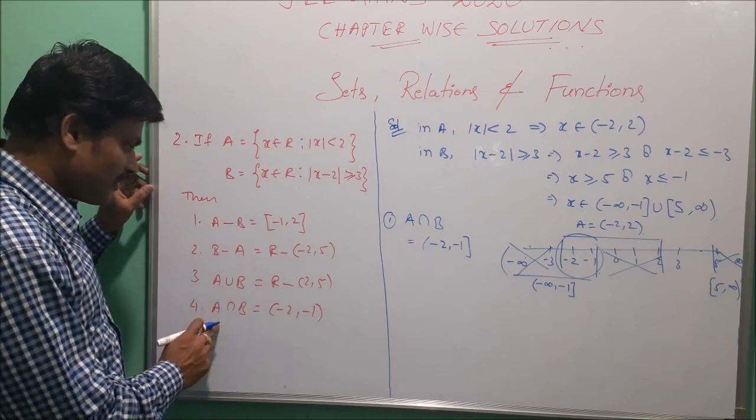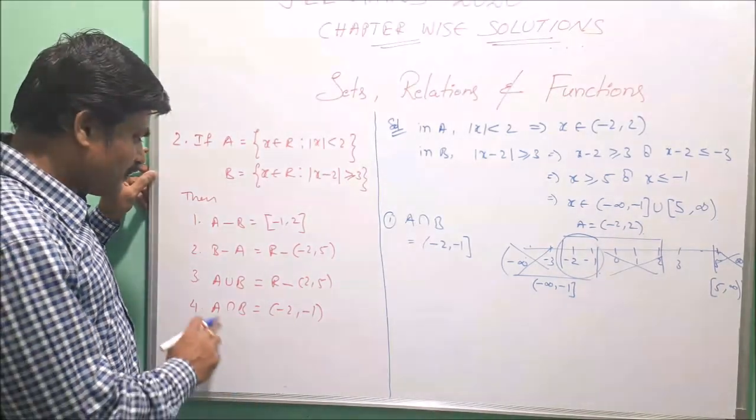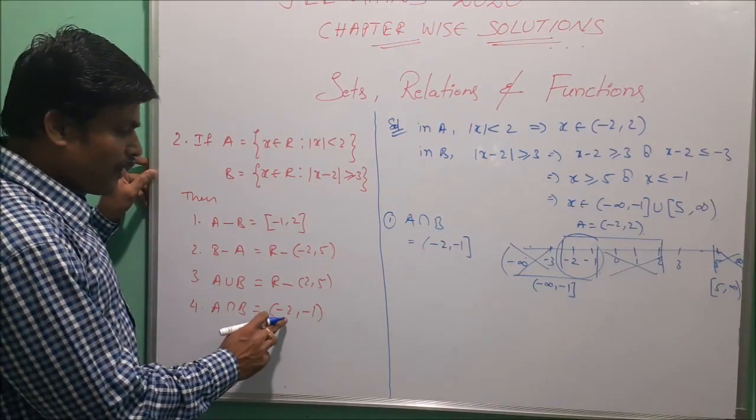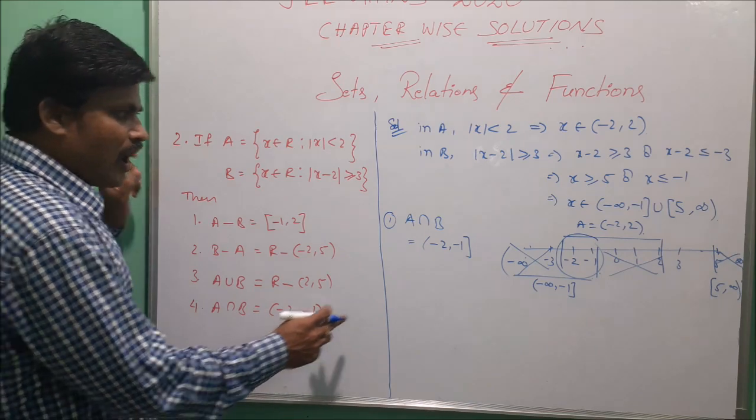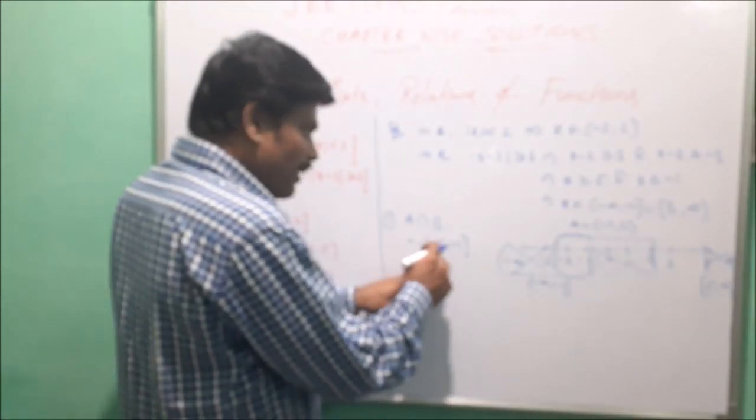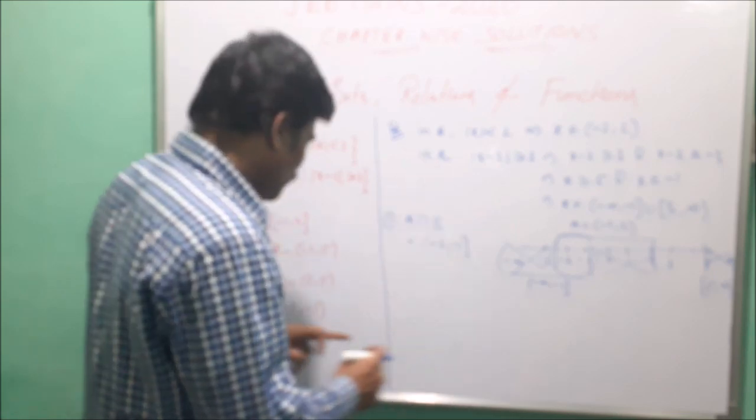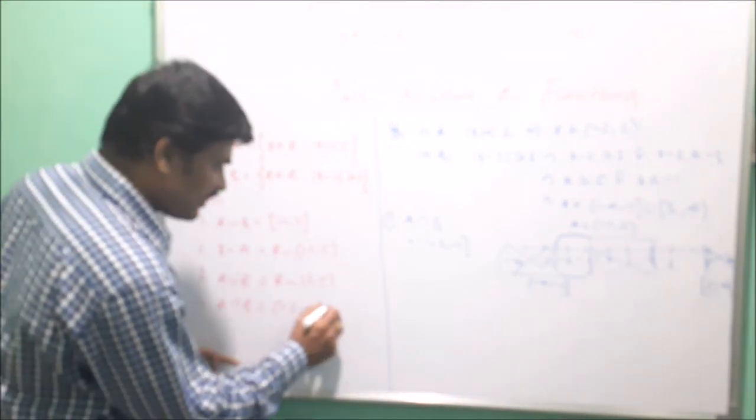Now here we observe the options. A intersection B: the option gives open interval minus 2 to minus 1, but we found the interval open minus 2, closed minus 1. Here the option has open minus 1, so this is wrong.